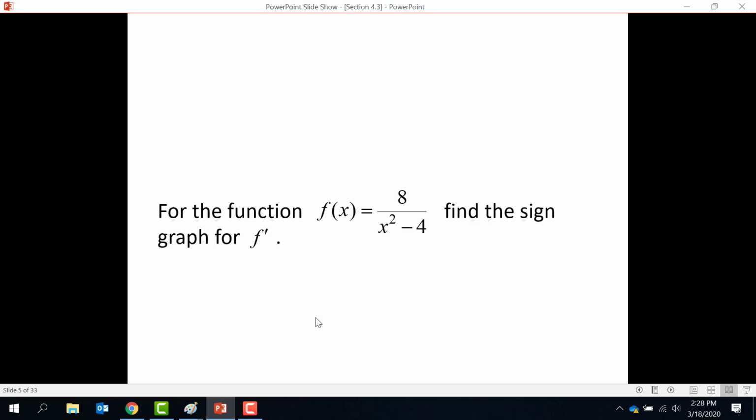Next comes the calculus. We want to look at the sign graph, or the sign chart, for f prime. The f prime, the first derivative of the function, tells us where our function is increasing or decreasing, and so that's important to us. So we're going to look at the sign chart for f prime.